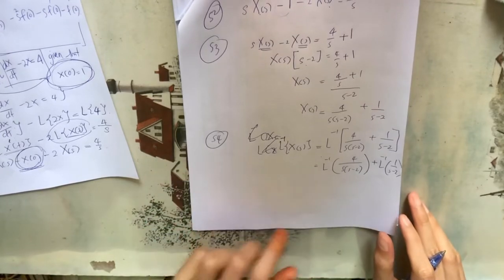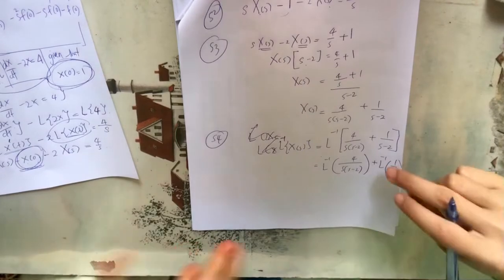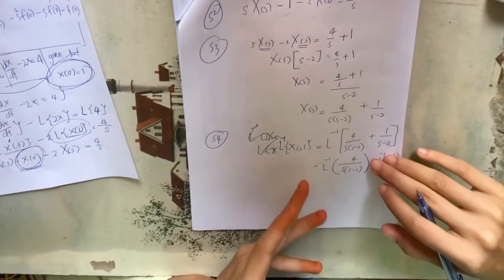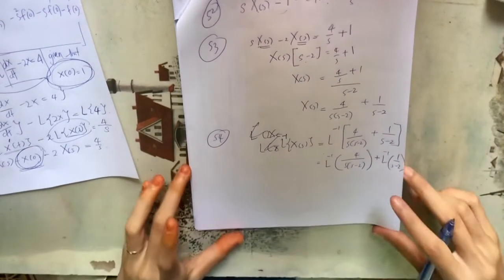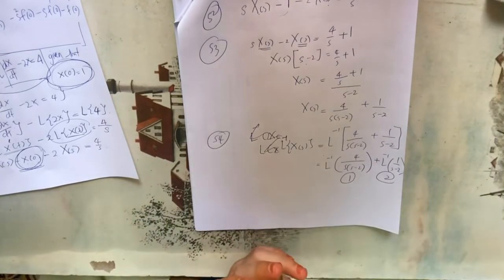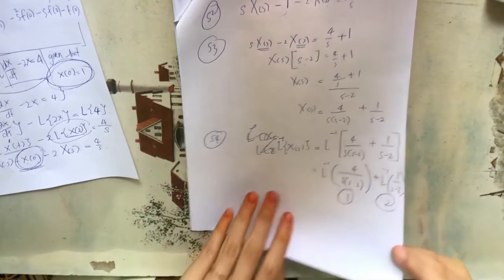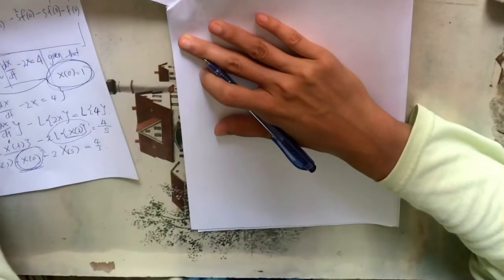So step number 4 again, you need to find the inverse. So this is not the answer, this is not the final answer yet. You need to find the inverse. So there are 2 terms or 2 functions that you need to find the inverse of. I will continue on the next page.